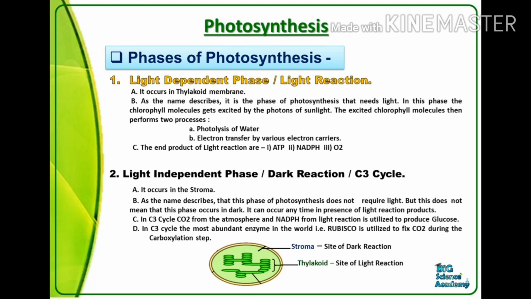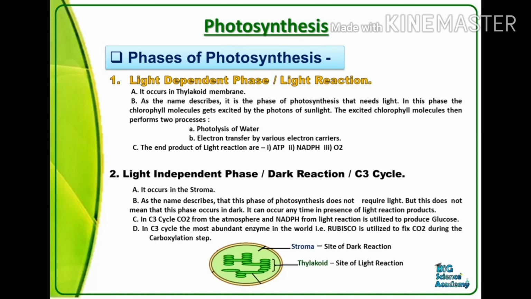So, let's see what the light dependent phase or the light reaction is. The light dependent phase or light reaction occurs in the thylakoid membrane of the chloroplast. As the name describes, it is the phase of photosynthesis that needs light. That means light is very essential for the proper functioning of this light dependent phase or light reaction. Without light, this reaction will not occur.